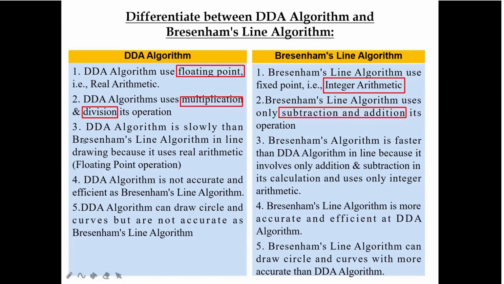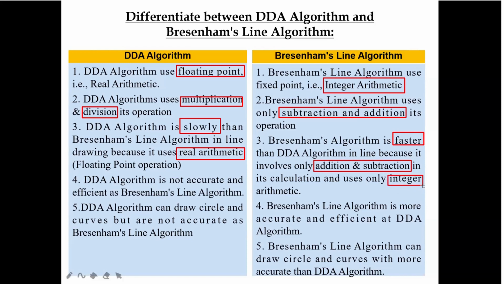The next point is that the DDA algorithm was very slow compared to Bresenham's line algorithm. It was slow, but Bresenham's line algorithm is faster than the DDA algorithm. It is very easy to remember. You can see why it is happening, because in the DDA algorithm we were using real arithmetic. That is the reason Bresenham's is better than the DDA algorithm. Here also you can write the same thing: we are using the addition and subtraction methodology and integer arithmetic. So that is the reason it is easy to calculate.